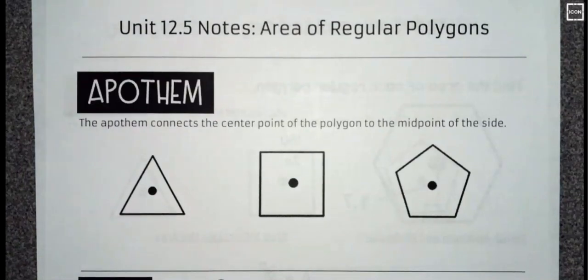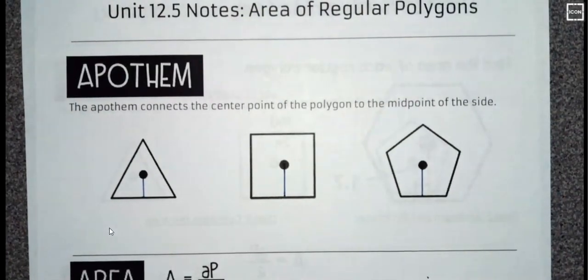Okay, so we're looking at the side that says apothem, and then it gives you the definition of it, because apothem is a new word that you probably haven't heard before. And so what I want you guys to do is to draw 3 apothems on this, and it tells you what it is. Okay, so this is what mine looks like.